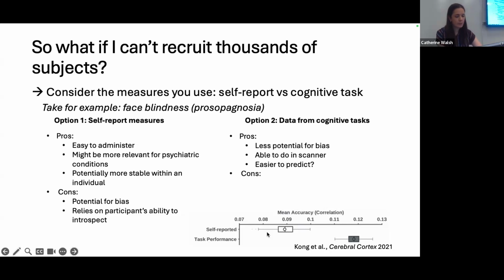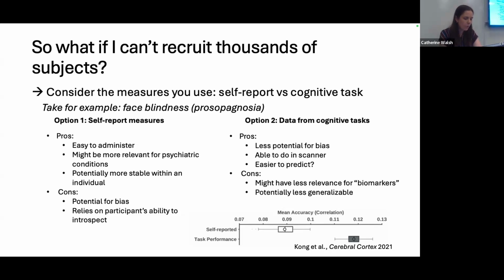Cognitive tasks, however, do have some cons. They might be less relevant for biomarkers. So if we're looking for some kind of generalizable marker of a psychiatric issue, it's harder to say this one task is relevant for all psychiatric stuff. And kind of because they are potentially less generalizable. A task is trying to measure a construct, but there are little differences across any given task that are idiosyncratic.